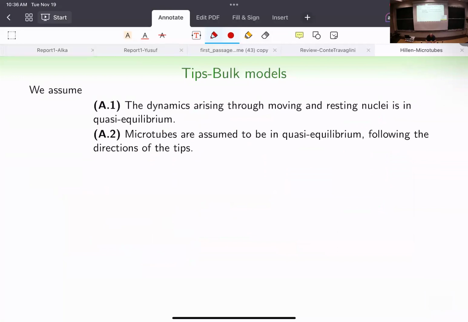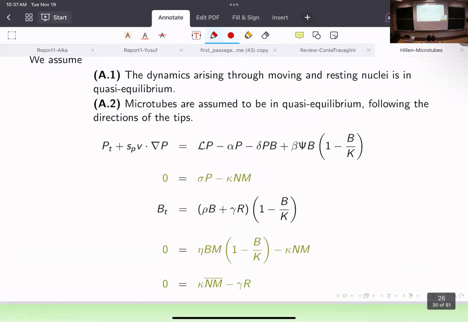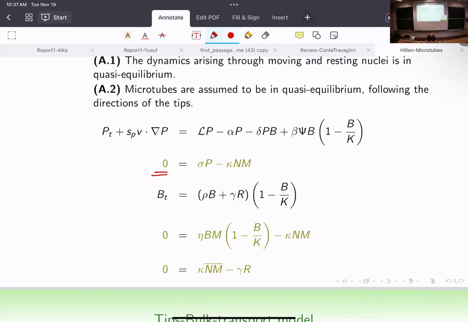So the first assumption is, from the purpose of my course, it is important to go through these assumptions because this is very typical analysis stuff or modeling stuff, and shows you how to deal with complicated systems. So I assume the resting nuclei are in quasi-equilibrium. This means that the process of nuclear resting and developing is kind of fast, and the microtubes and the tips are in quasi-equilibrium as well. Quasi-equilibrium also means that you set the time derivatives to be 0. So here's the model again, and I set the time derivative for the m equation 0, for the n equation 0, and for the r equation equal to 0. This means quasi-equilibrium.